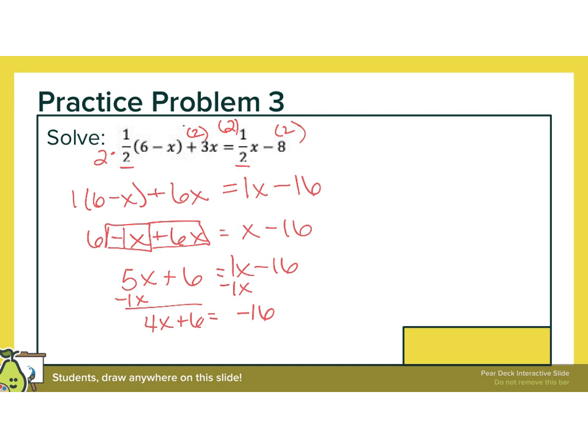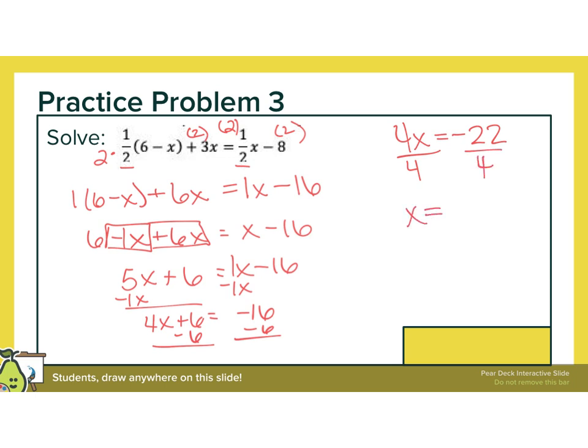Now let's get those variables on the other side. So I'm going to subtract 6 here, subtract 6 here. I'm going to move it up here because I'm out of room. 4x equals negative 22. Get the x by itself, divide by 4, x equals.